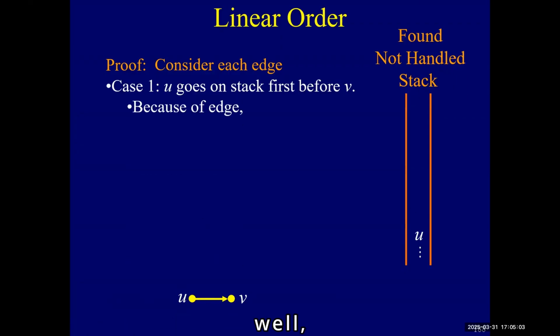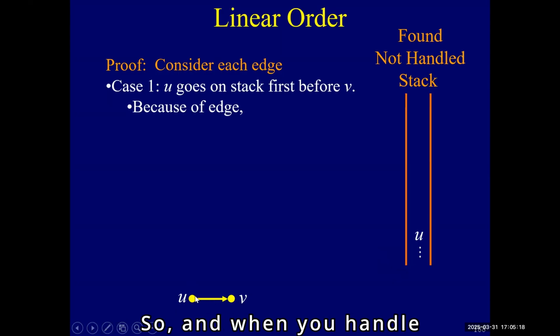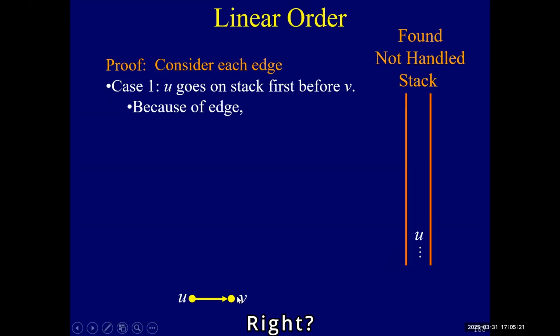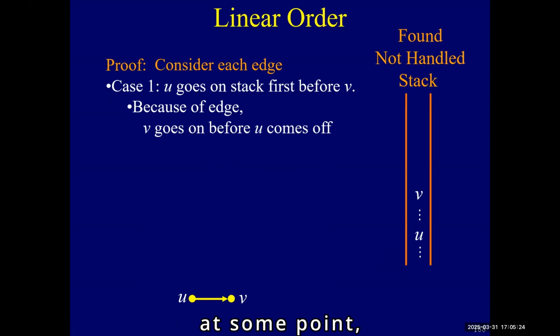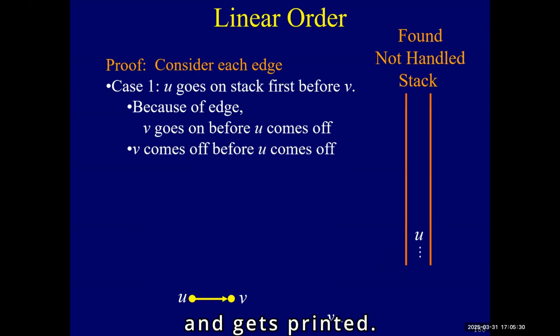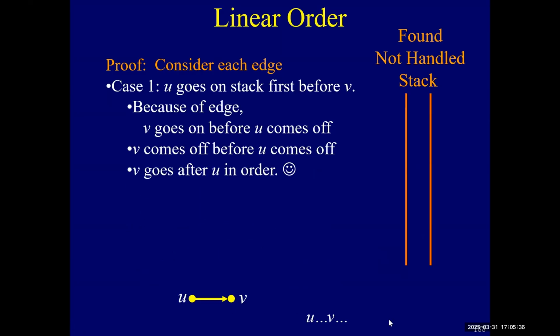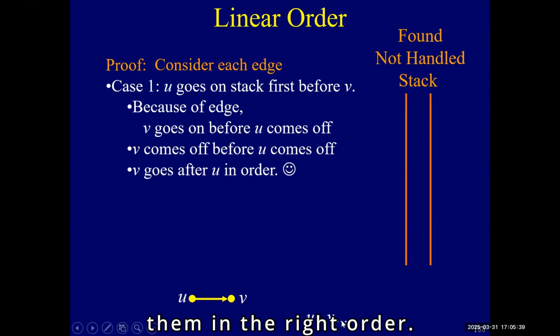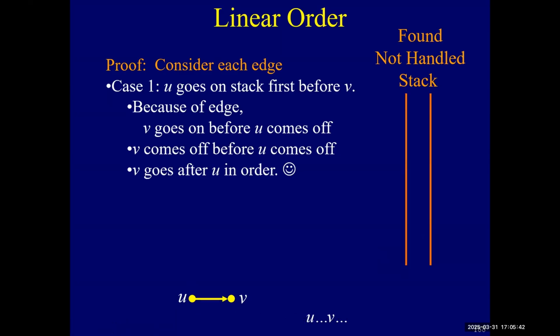And then there's this edge here. So we know that U's not coming off until V goes on. Everybody agreed? In order to get U off, you have to handle all of U's edges. And this is an edge. When you handle this edge, V's going on. So we know that V's going on next at some point before U comes off. And then V comes off and gets printed. Then U gets off and gets printed. And look, U got printed before V, we got them in the right order. Everybody good with this case?